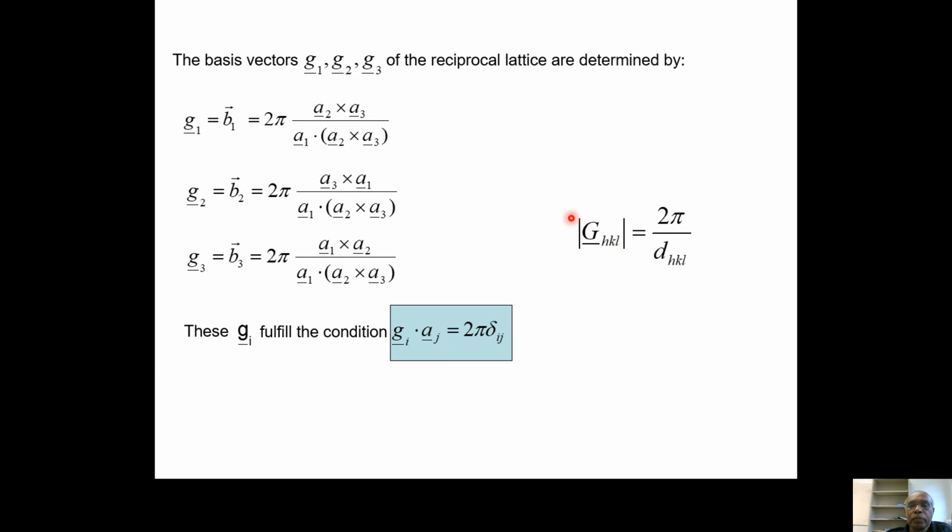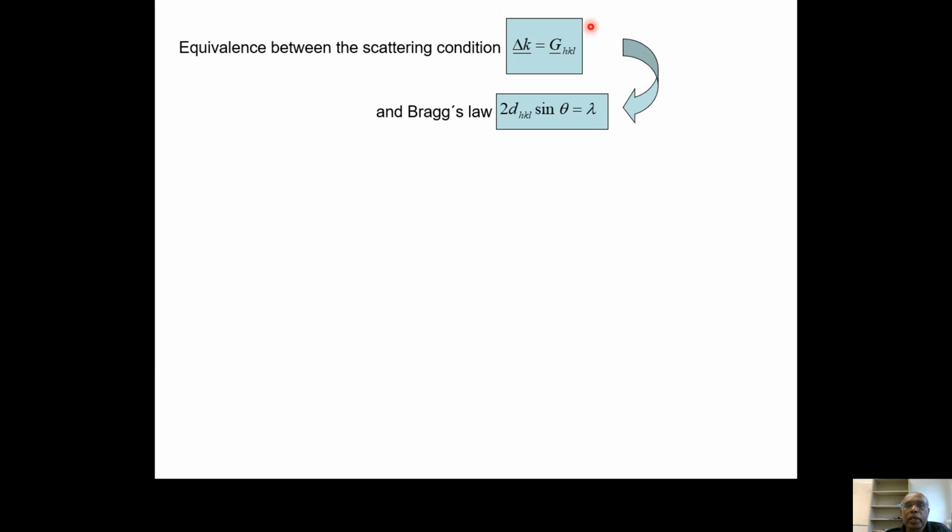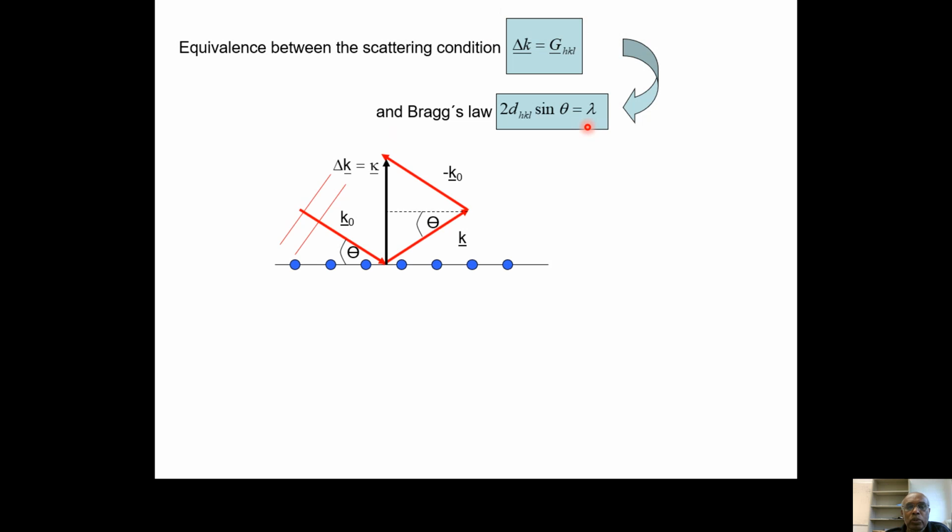Also, the magnitude of G_hkl is 2 pi over the distance between the hkl planes. That's another important thing to remember. So the scattering condition is basically delta K equals G_hkl. Somebody can easily show that this is nothing but this equation. How can you show that?